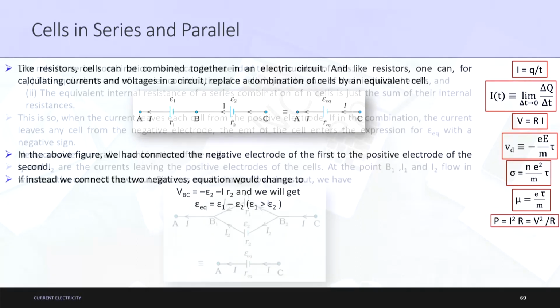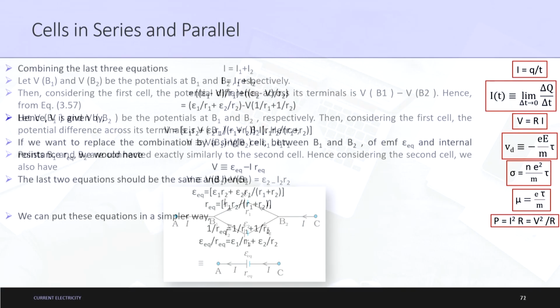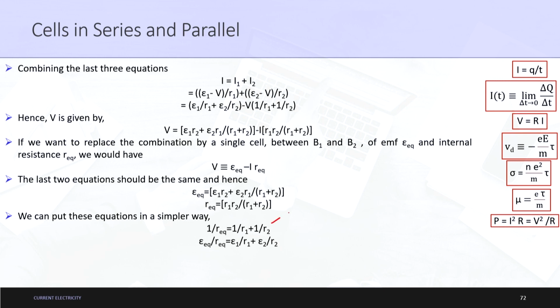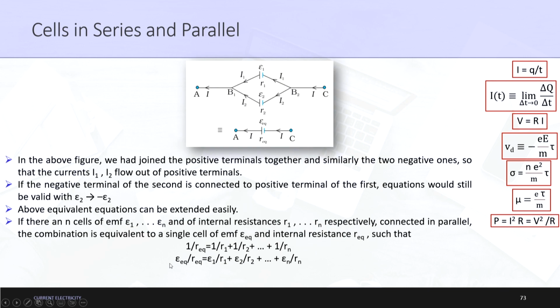Okay. Next thing is about the cells in parallel. First of all, 1 by R equivalent is equal to 1 by R1 plus 1 by R2. Right from this we get the value of R equivalent, and using that we can find the value of epsilon equivalent, as epsilon equivalent upon R equivalent is equal to epsilon 1 by R1 plus epsilon 2 by R2, and so on. If the number of resistances increases, we can just extend it like this. This was the thing which I tried to explain to you here.